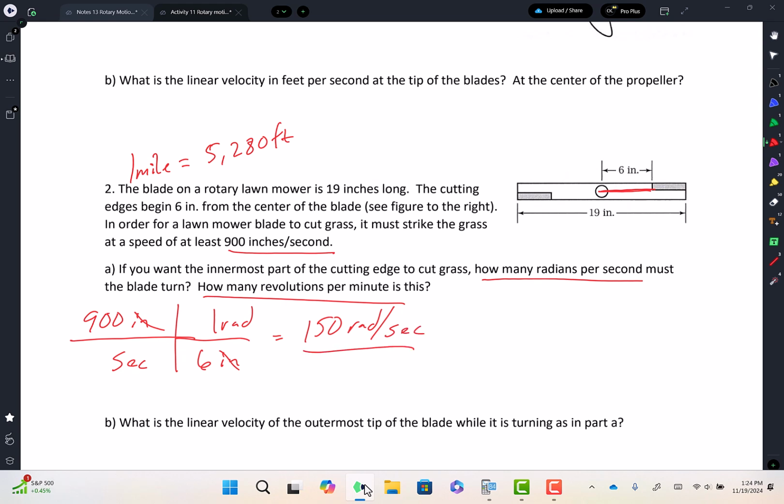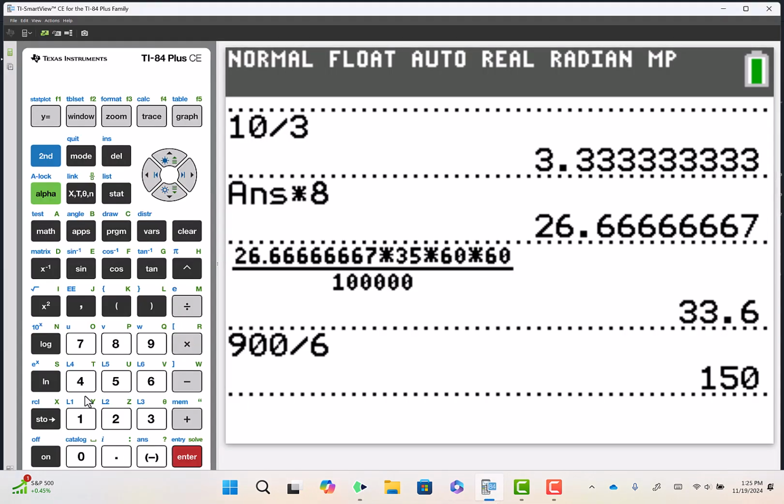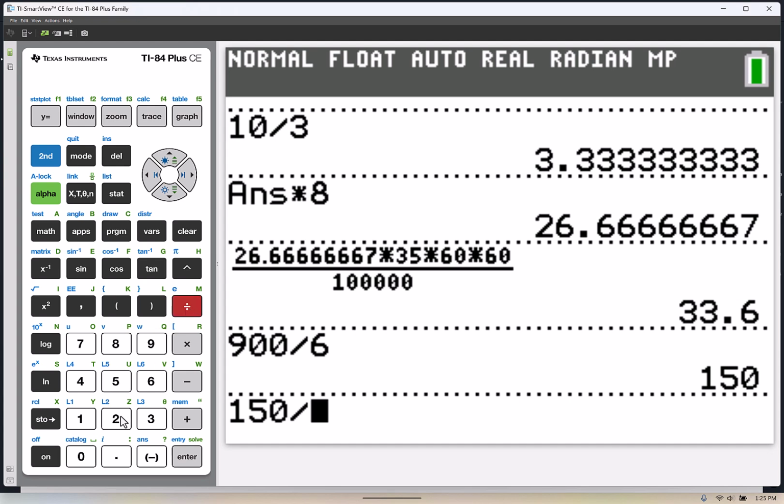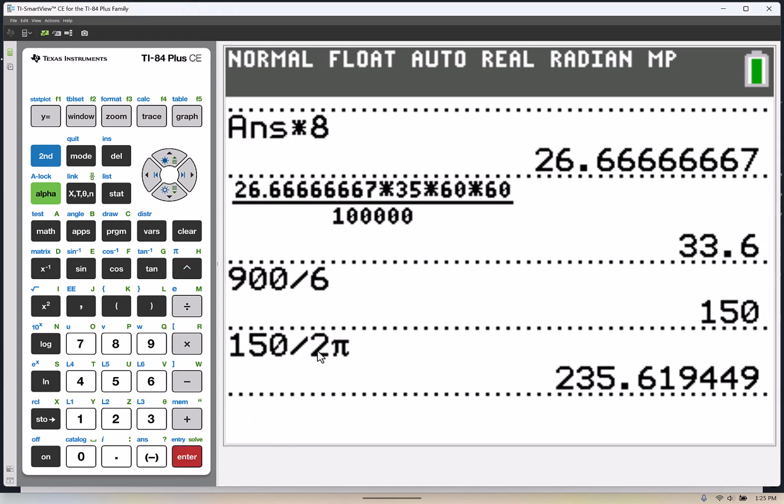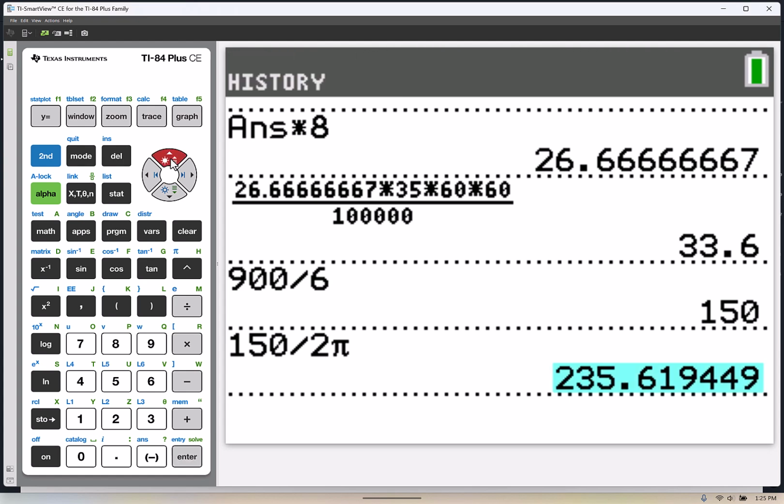Are we still okay? All right, here's my second answer. I'm gonna go to blue. It wants to know how many revolutions per minute is this. So I'm gonna go 150 radians per second. And I'm gonna put radian in the bottom and revolution on the top. In one revolution, how many radians do I have? 2 pi. All right, be careful with this one, guys. Some of you are going to do 150 divided by 2 times pi. Some of you are going to do this. Tell me why this is wrong. Because the calculator thinks you're doing 150 divided by 2 and whatever that is times pi. So you got to put parentheses, guys.